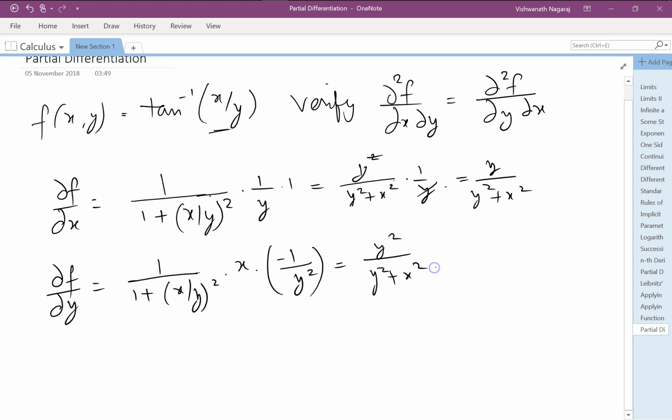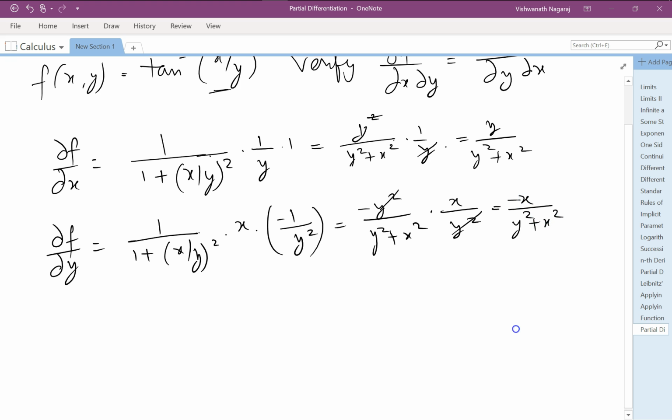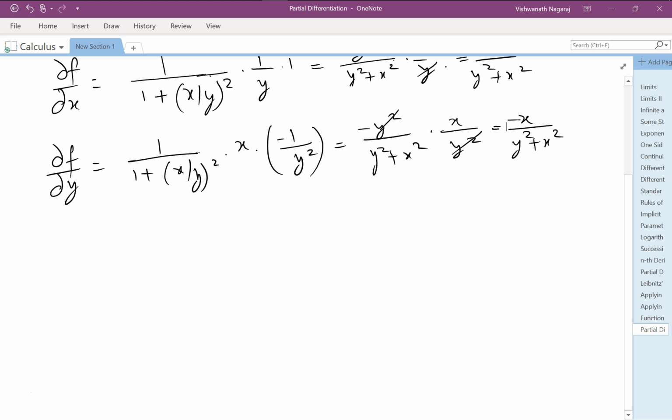plus x square times minus, we can bring it to the front, x by y square. So this y square gets cancelled and we are left with x by y square plus x square, and don't forget the minus. So first partial derivative we have done. Now we have to do it the second time.